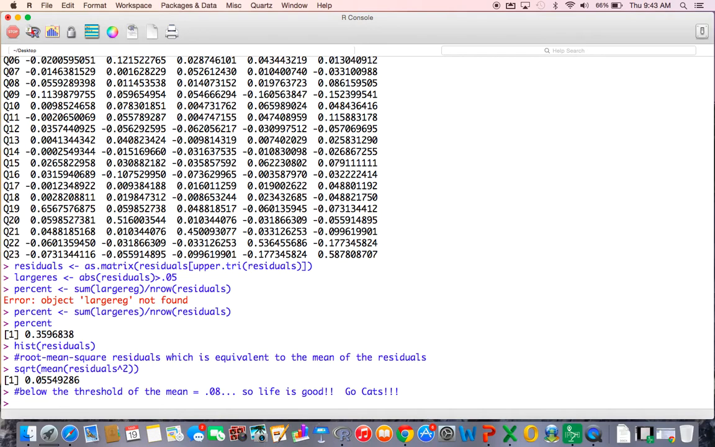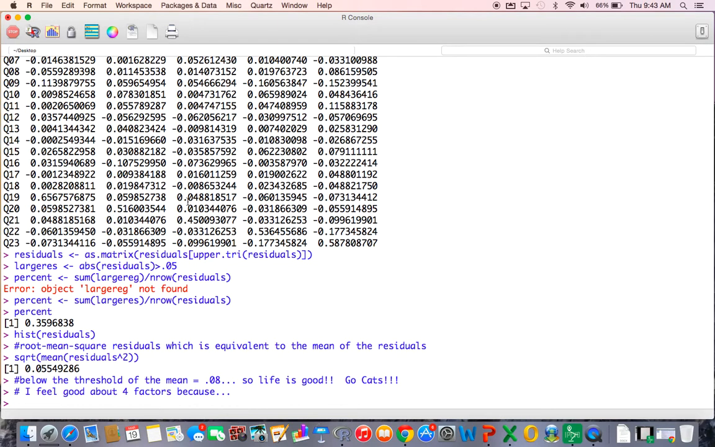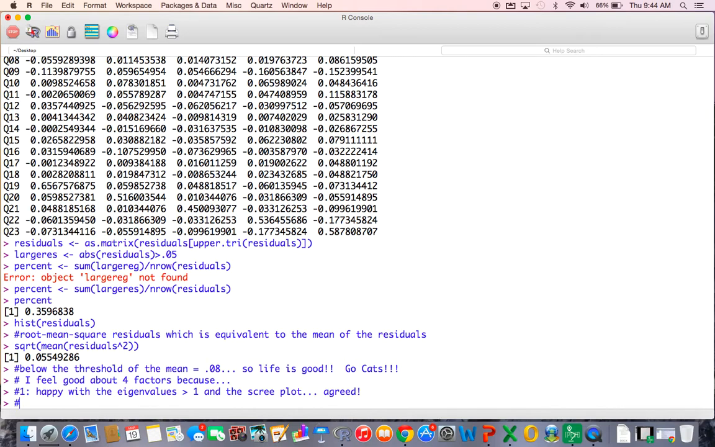Now, let's review. All right, I feel good about 4 factors for 4 reasons. Well, that was cool that the number of factors turned out to be the reason I feel good about it. But number 1, I'm happy with eigenvalues greater than 1 and the scree plot. These both agreed, so I'm cool with that.